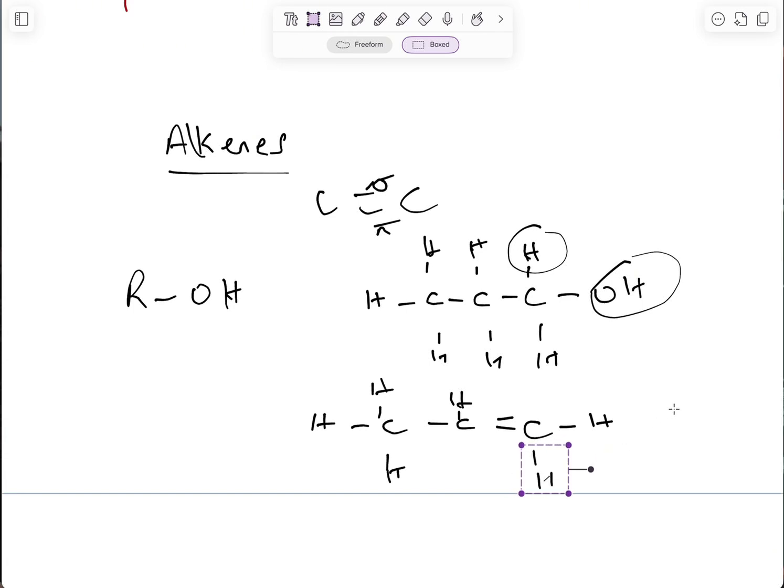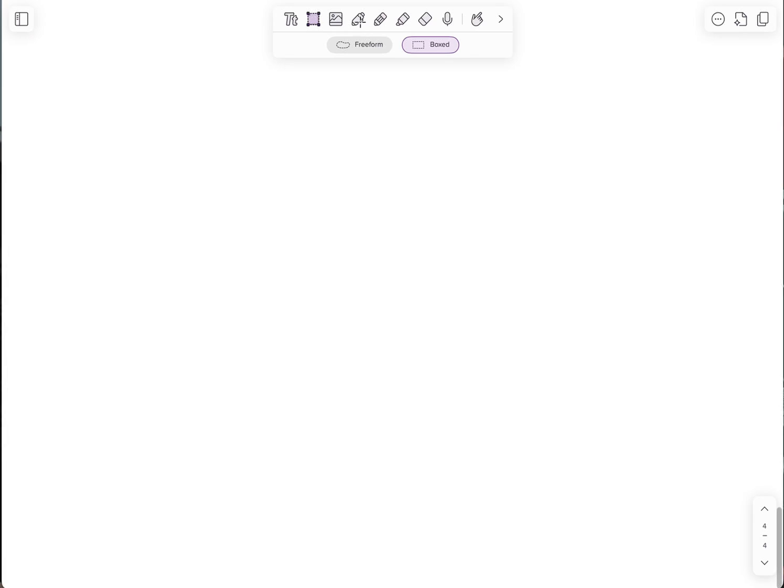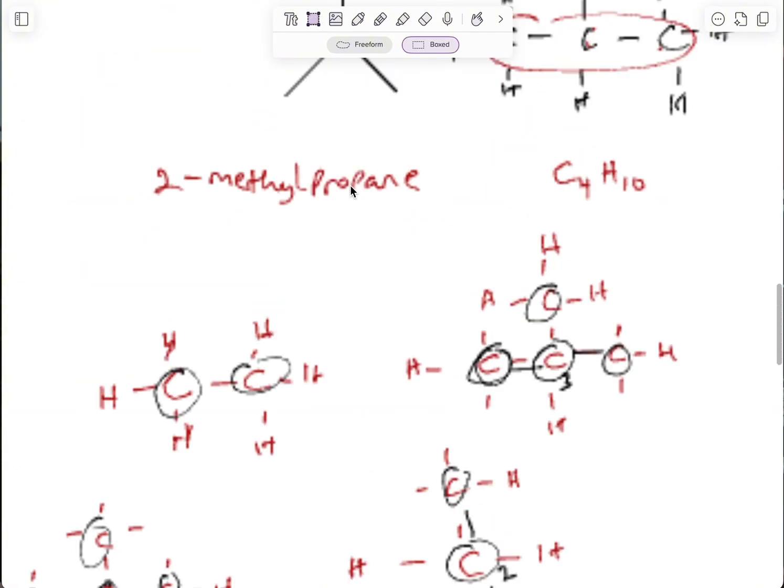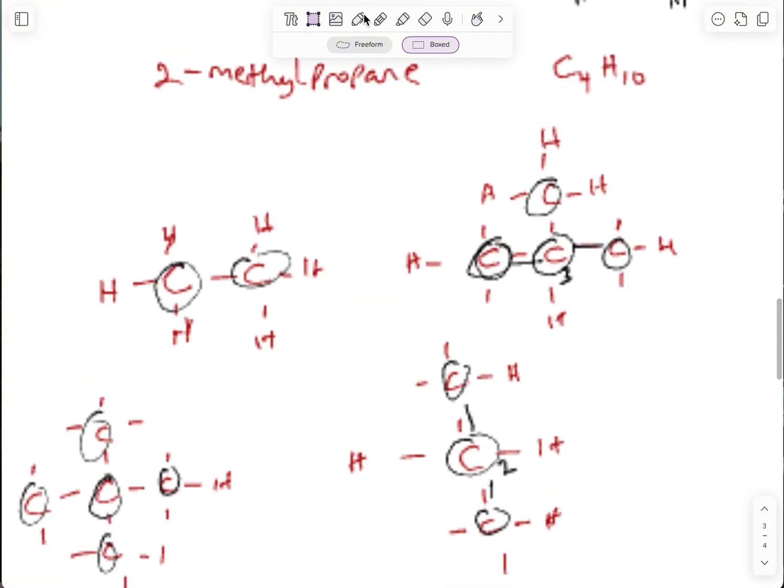So dehydration of alcohols gives us what? It gives us alkenes. Alkenes are generally represented with the presence of a double bond. Okay, so let's proceed.